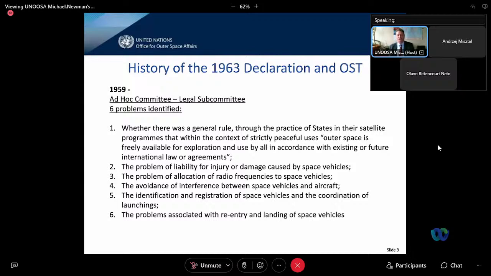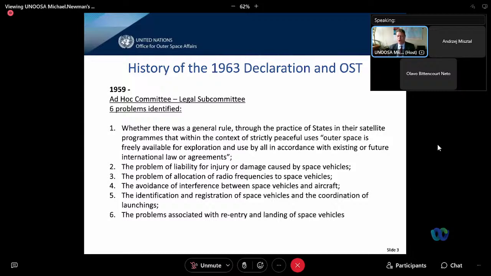And this idea also of this context of strictly peaceful purposes: could we consider that space activities were inherently legal from the very start, if they were for peaceful purposes and in accordance with international law? Okay. This is a major turning point in our story and where we start heading.